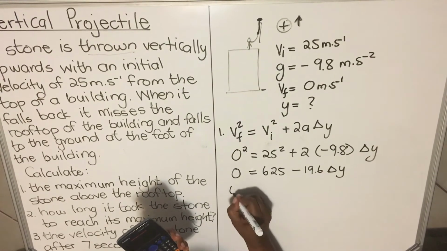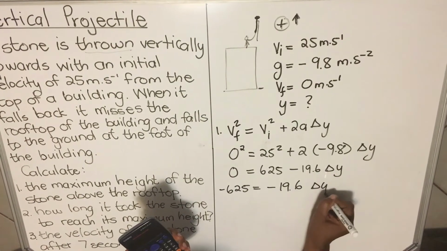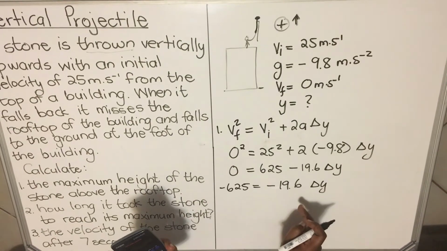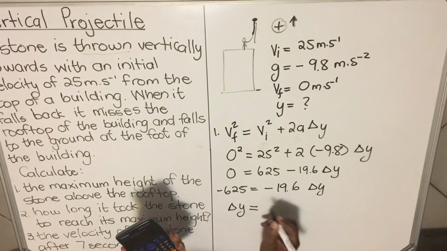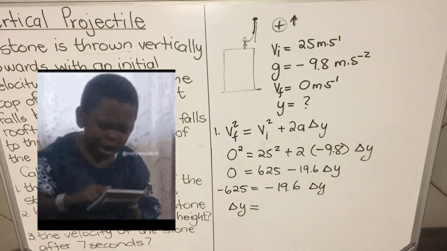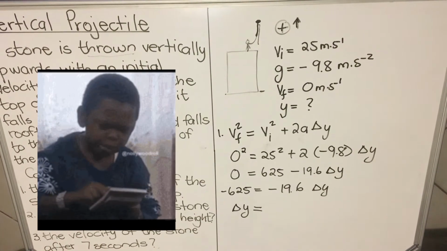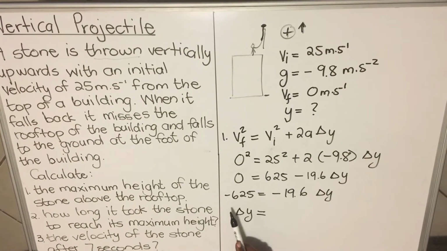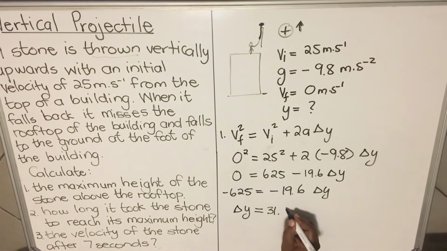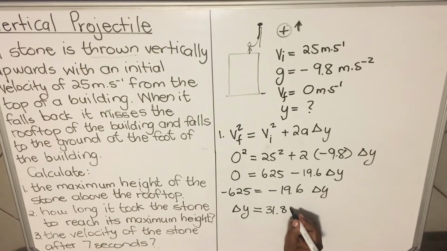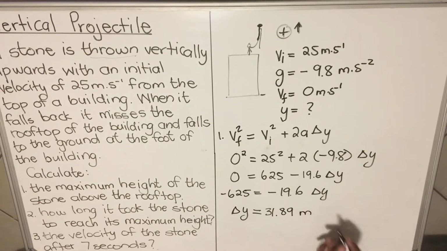We're going to take this to the other side. It will be negative 19.6 change in displacement equals negative 625. And then we divide by negative 19.6 on both sides. Then we get that our displacement is equal to 625 divided by 19.6, and negative 19.6 divided by negative 19.6 is 1. Our answer will be 31.89. Our answers are rounded off to 2 decimal places, and displacement is measured in meters.